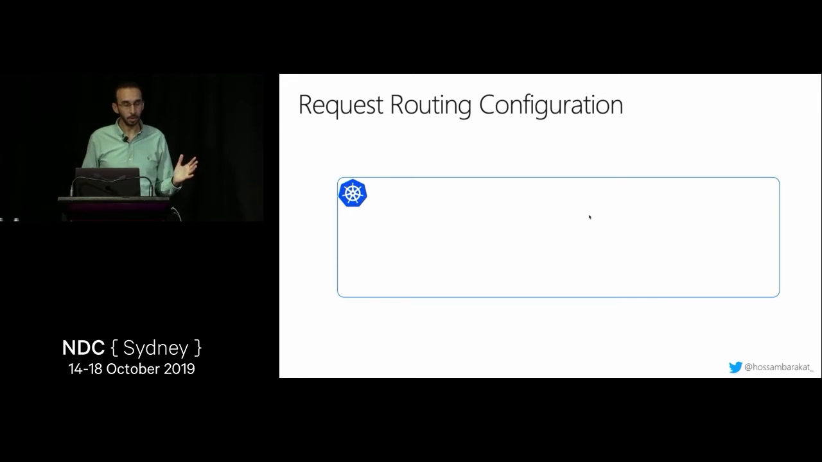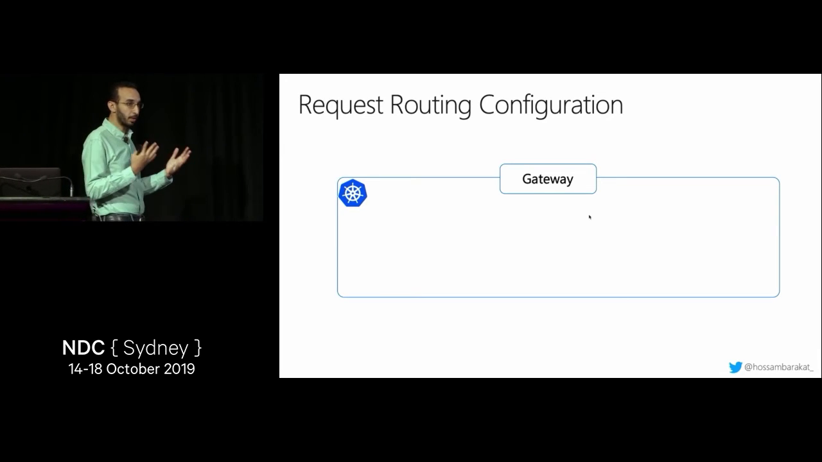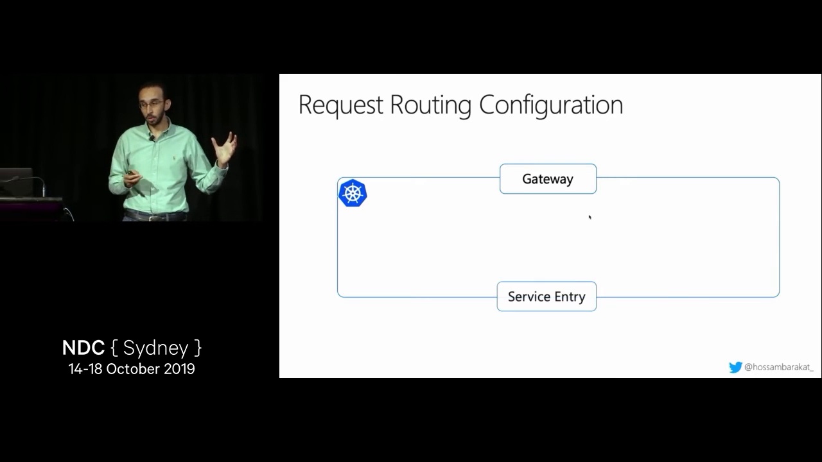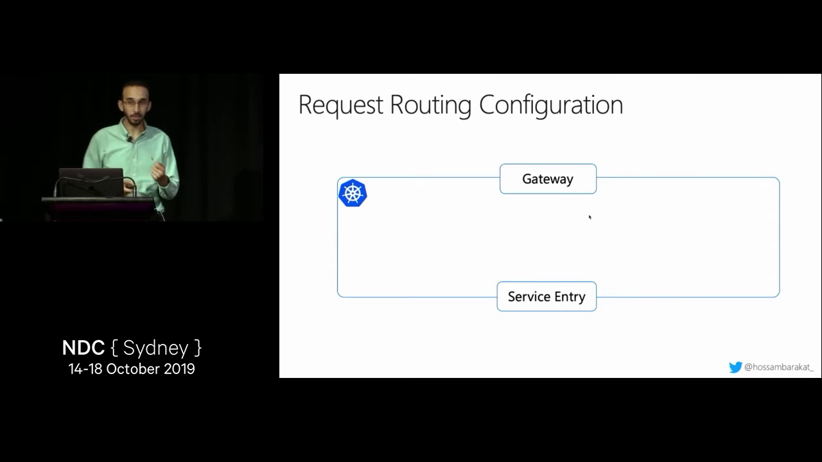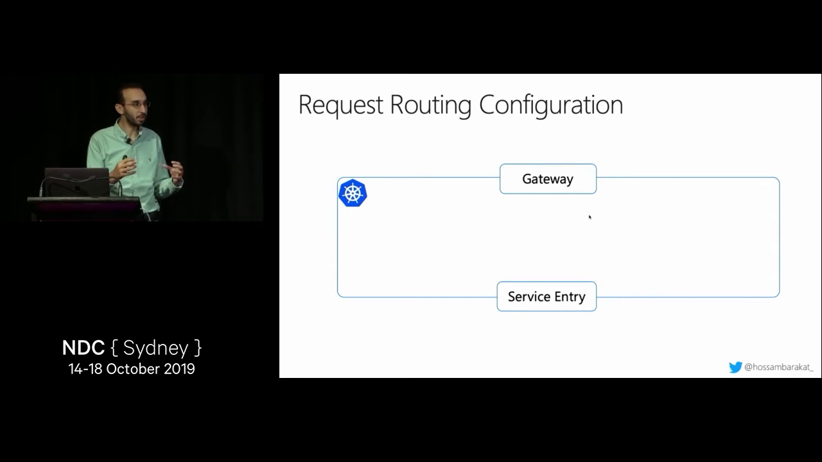If I have a Kubernetes cluster and I would like to start controlling the traffic coming to my cluster, I need to create an object called a gateway. This enables me to apply traffic routing capabilities to the traffic coming to my cluster. If I would like to control the traffic going outside my cluster, then I need a service entry object. But what if I need to control the service-to-service communication?